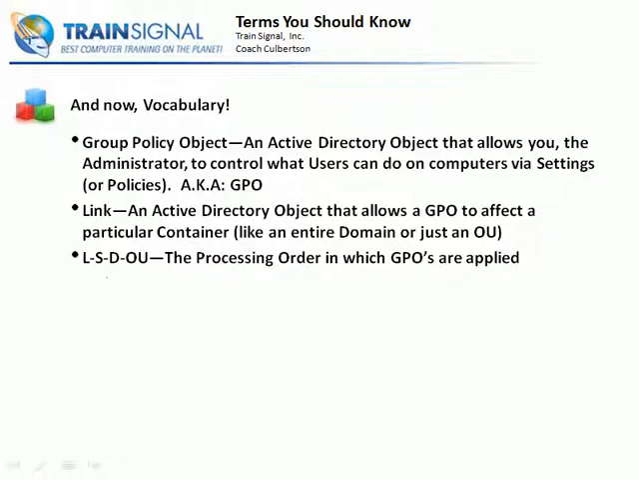LSDOU, right? The processing order in which GPOs are applied. Remember, we always start off with the local computer policy, and then the site policy gets applied next, but usually in most networks, these two are generally not set up in a lot of places. Even though we can do local computer policy, we can do policies on sites, we generally only apply group policy objects to domains and to organizational units.